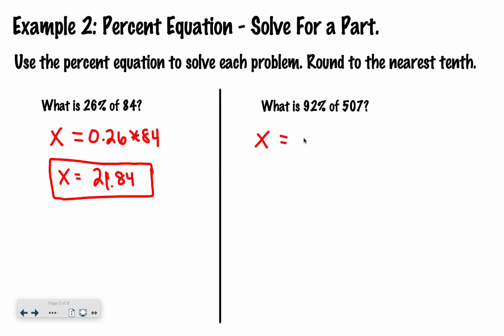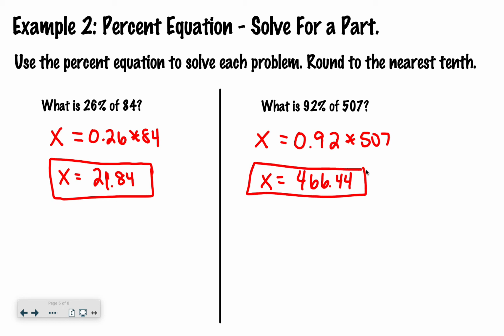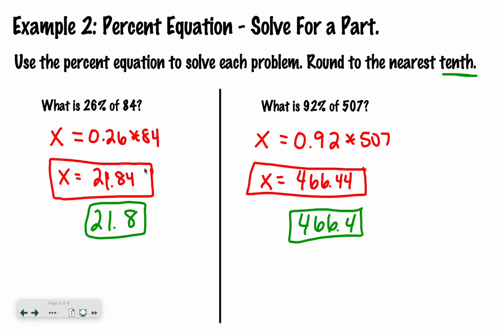So again, I'm going to say x equals, instead of 92, I'm going to write 0.92 times 507. So 0.92 times 507 is 466.44. And that would be my final answer. And if I were following the directions, because apparently that's been really tough for me lately, I would round to the nearest tenth, which means one decimal place. So my answer here would actually be 21.8, and my answer here would be 466.4. Okay, so those would be my final answers.